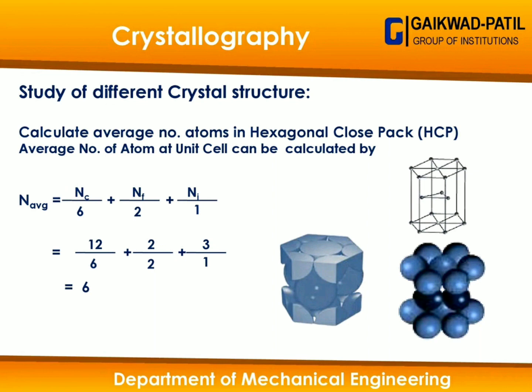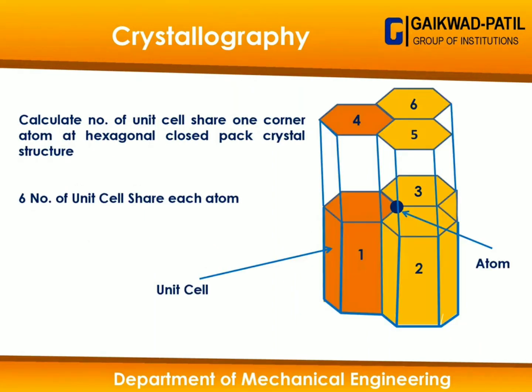Now how one corner atom gets shared by the 6 unit cells of the hexagonal closed packed crystal structure, as shown over here.